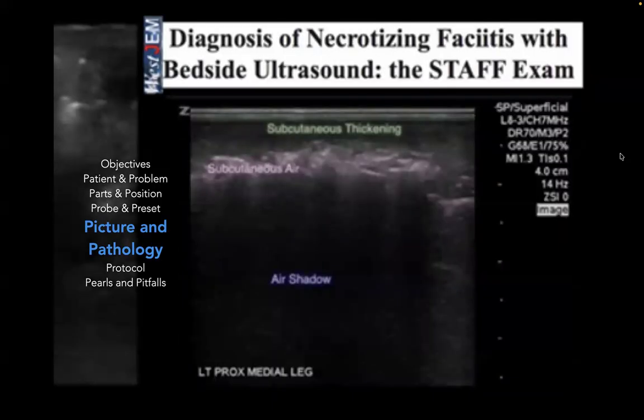There's a mnemonic for necrotizing fasciitis, which is STAFF. S meaning subcutaneous thickening, A meaning subcutaneous air, which we just talked about. And then as it advances and progresses, there's fascial fluid that dissects through the plane, which is not seen here, but the fascia will have some fluid dissecting through, and that is a sign of a more severe case.